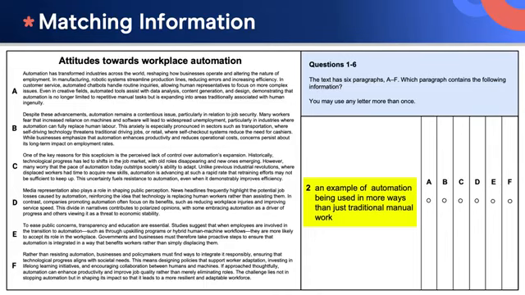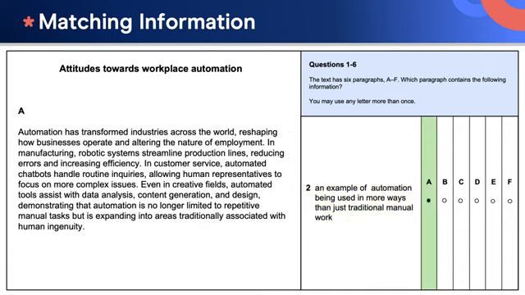Question 2 asks to find an example of automation being used in more ways than just traditional manual work. The correct answer is paragraph A. The paragraph mentions automation being used in other ways. The paragraph refers to chatbots and use in creative fields. It also says automation is no longer limited to repetitive manual tasks, but is expanding.